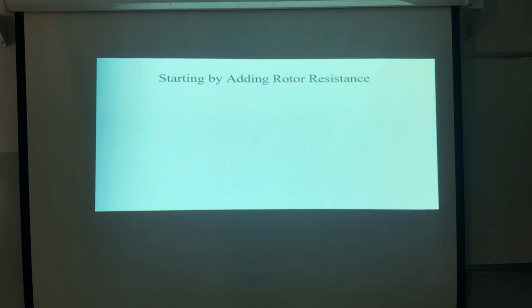For the wound rotor. Now let's see. Changing R2 will reduce what? I2, but it will increase S max. So I'm shifting the S max toward the starting, right? And T max has no relation with R2. So this is the advantage: I can shift the maximum torque until the starting by adding external resistance.